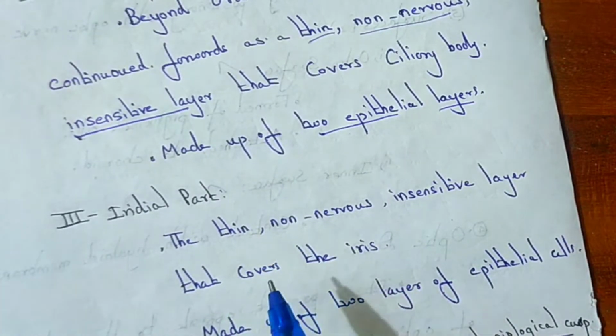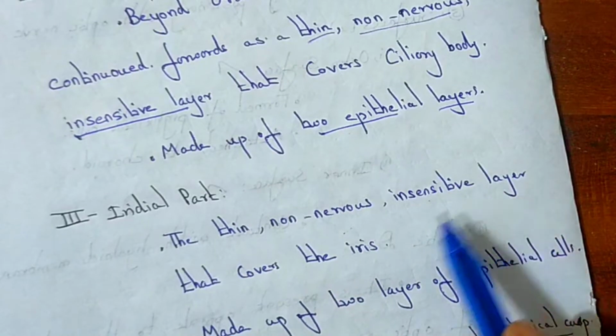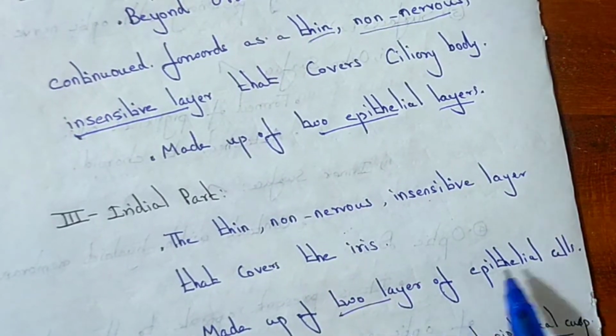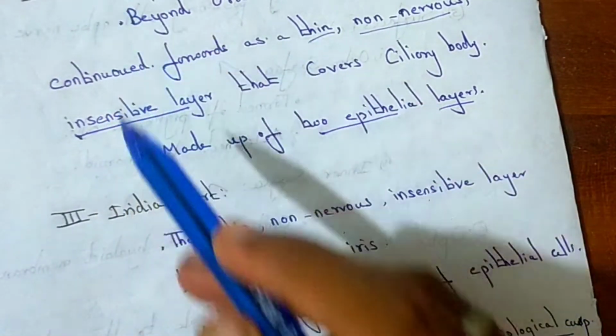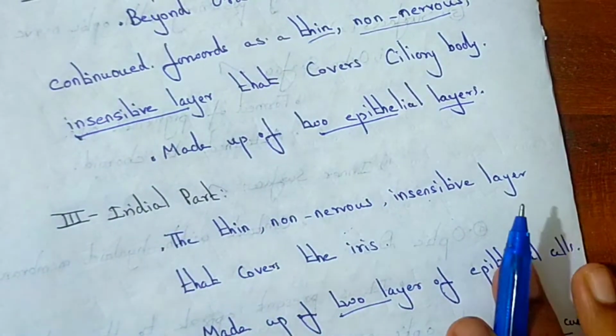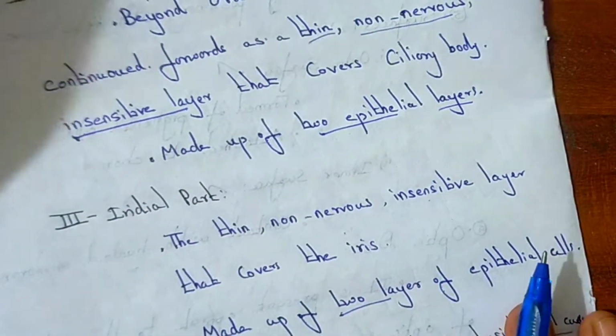In the iris, it is also a non-nervous and insensitive layer, and it's made up of two epithelial cells. It's easy to learn the ciliary part and iridial part quickly. Compare and learn. That's all.